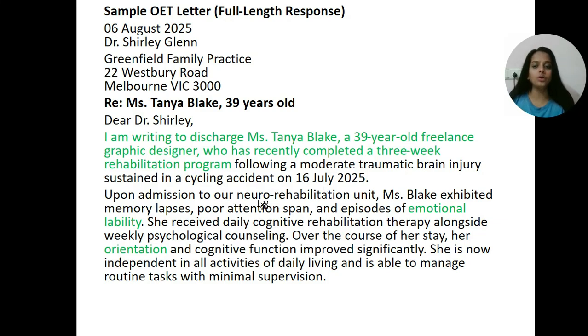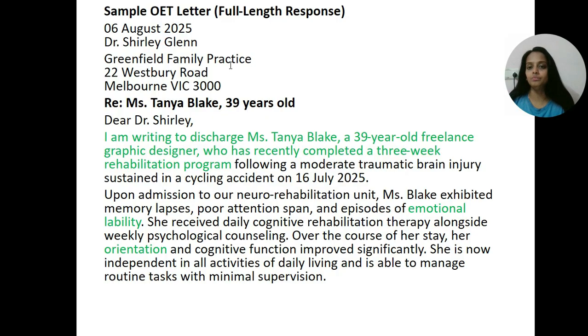Upon admission to our neuro rehabilitation unit, Miss Blake exhibited memory lapses, poor attention span, and episodes of emotional lability. She received daily cognitive rehabilitation therapy alongside weekly psychological counseling. Over the course of her stay, her orientation and cognitive function improved significantly. She is now independent in all activities of daily living and is able to manage routine tasks with minimal supervision.